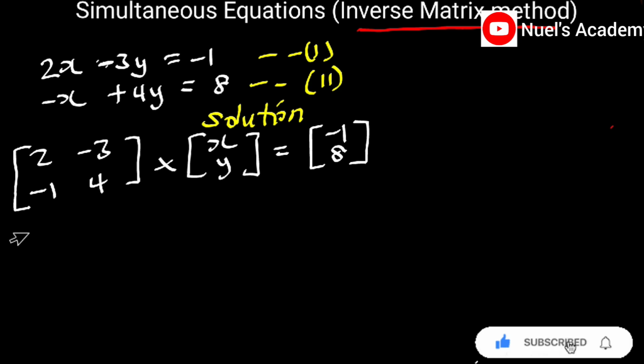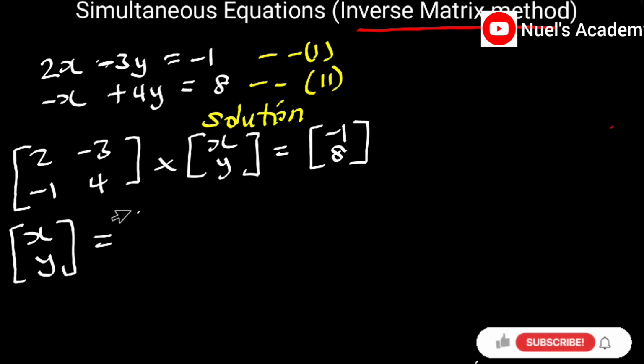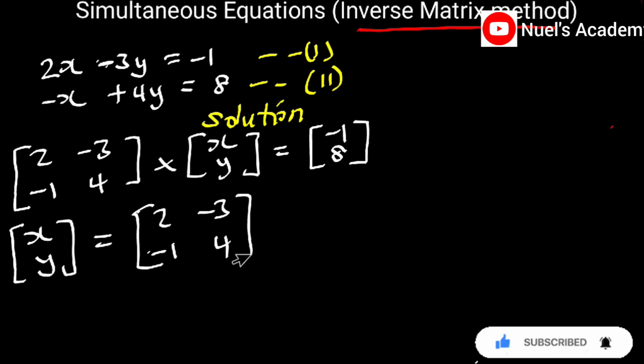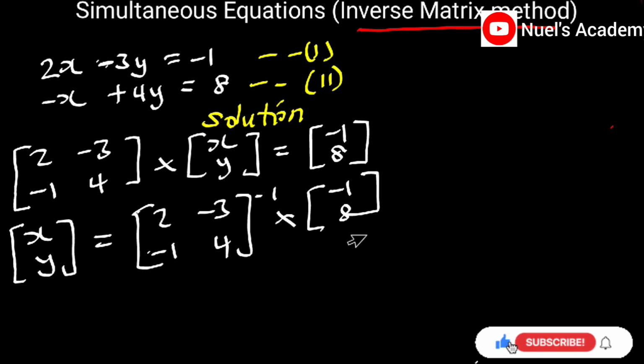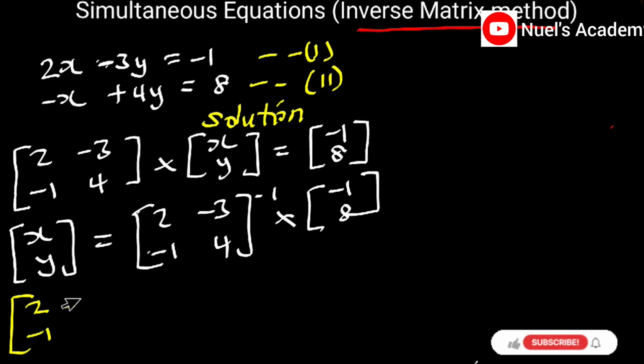So the next step is now the value of x and y. We find the inverse of this coefficient matrix, 2, minus 3, minus 1 and 4, the inverse, and then multiply it with the constants, which are minus 1 and 8. So let's find the inverse of this matrix, that is 2, minus 1, minus 3 and 4.